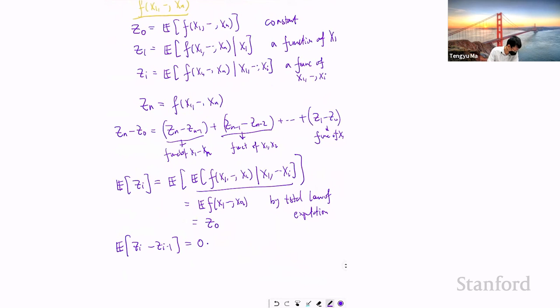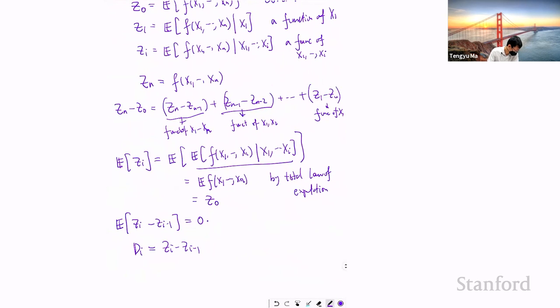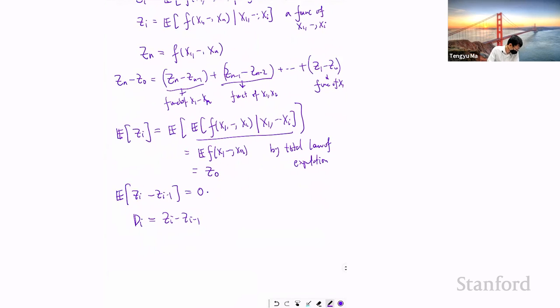The intuition is that if you define di to be zi minus zi minus 1, you want to bound the moment generating function of each of the di, and then, because your final quantity is a sum of the di, you can bound the moment generating function of the sum of the di. So let's work on each of the di first.